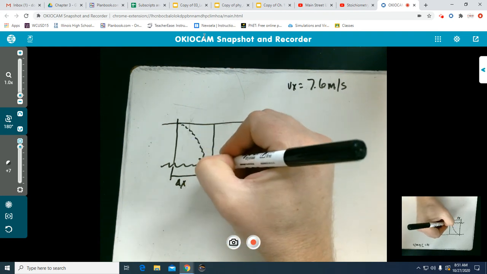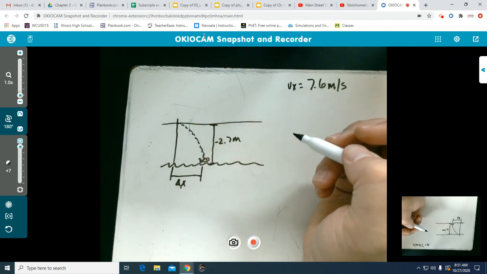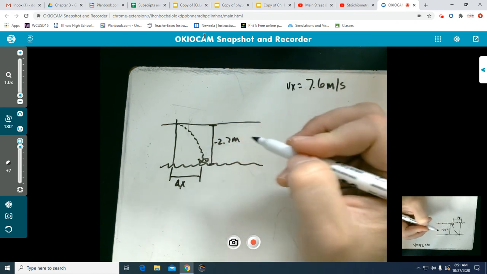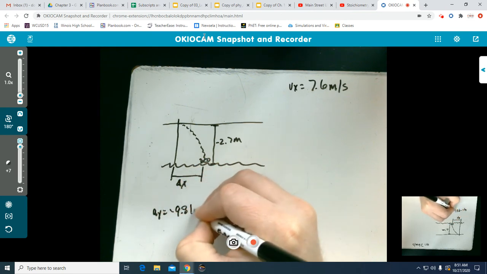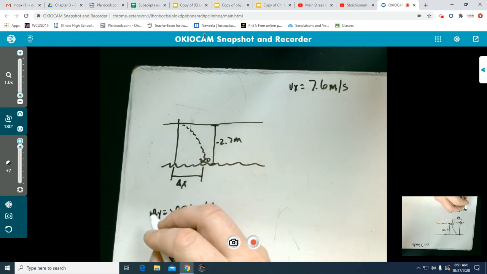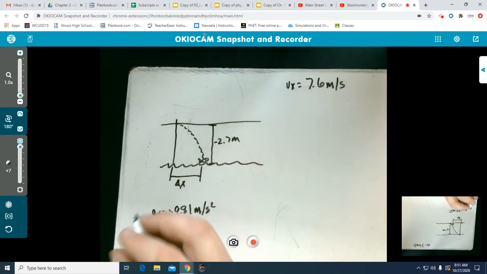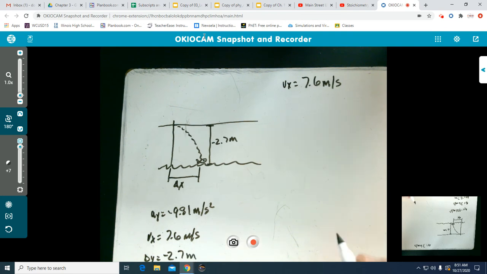We do know that the pelican was at a height above the water of 2.7 meters. And we do know that the ay, again, was negative 9.81 meters per second squared. We know the speed from the item in number 3, so the Vx is equal to 7.6 meters per second. And again, the delta y is equal to negative 2.7 meters.